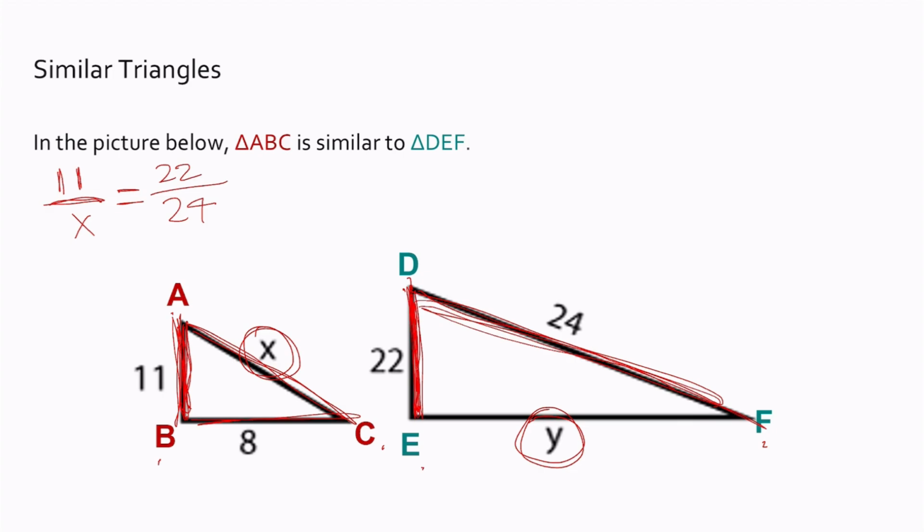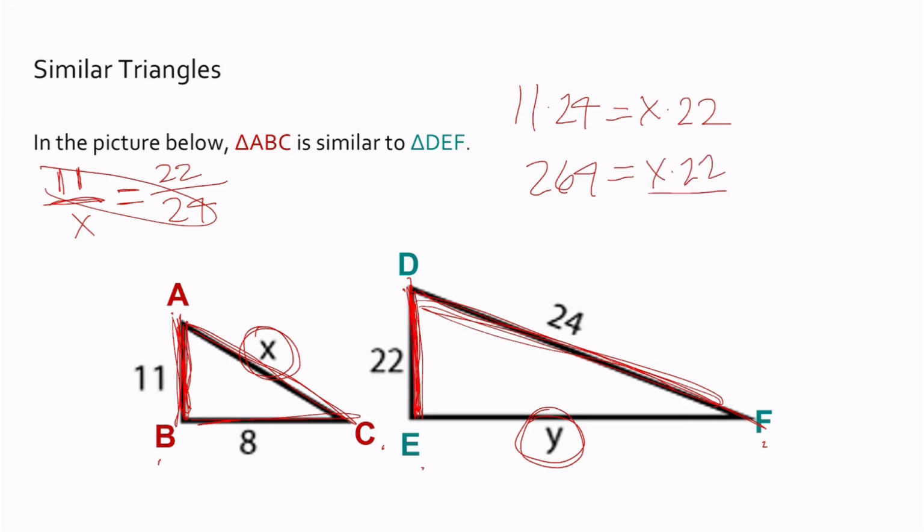And then I can use cross multiplication where I have, okay, 11 times 24 equals x times 22. 264 equals 22x, and I'm going to divide both sides by 22. And I know that x equals 12. So now I know that this line here equals 12. And I can do the same thing here to find out what this one is, because I know what it is on the other triangle.